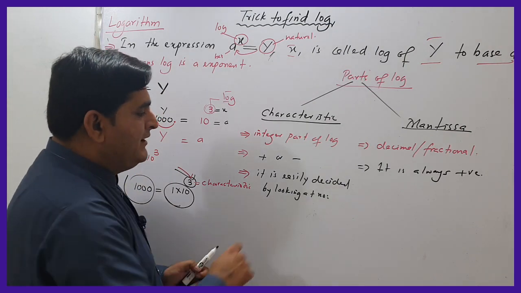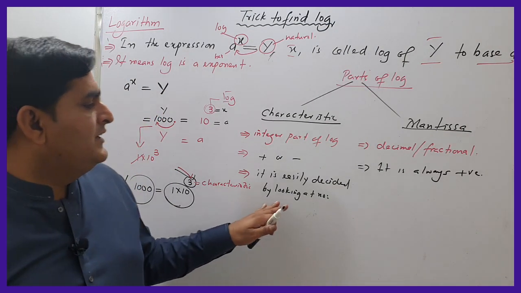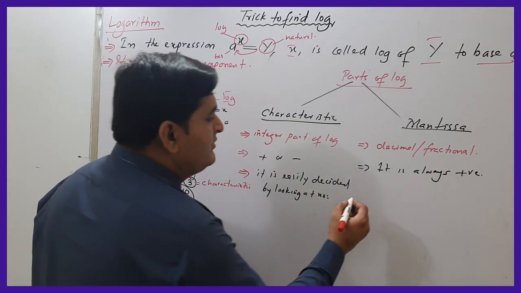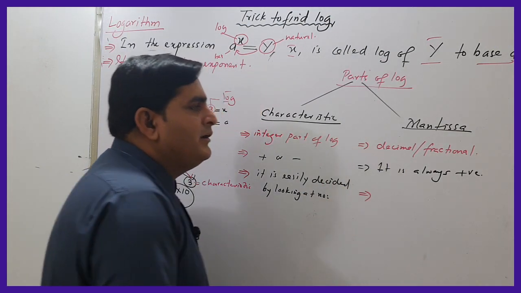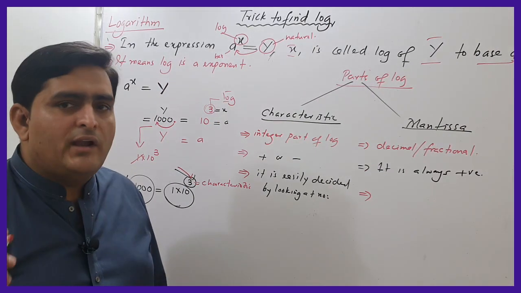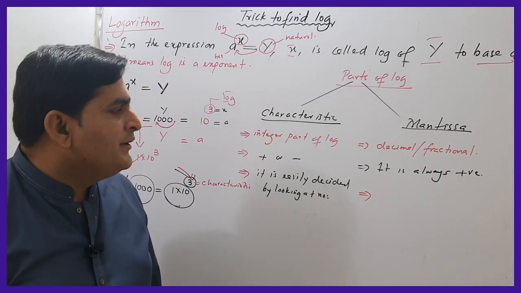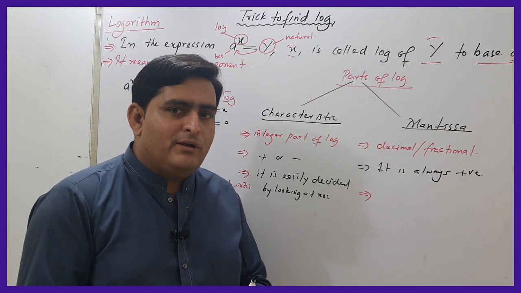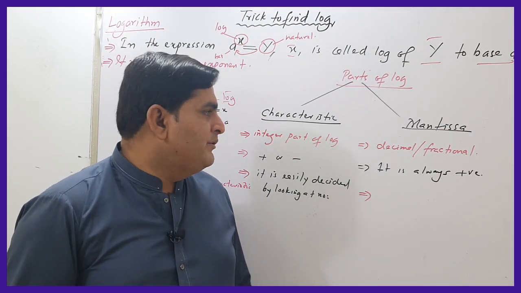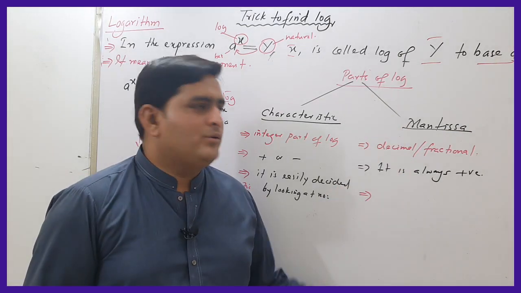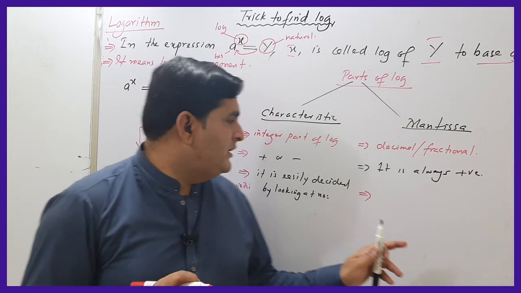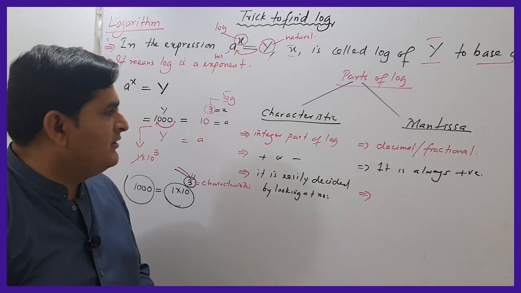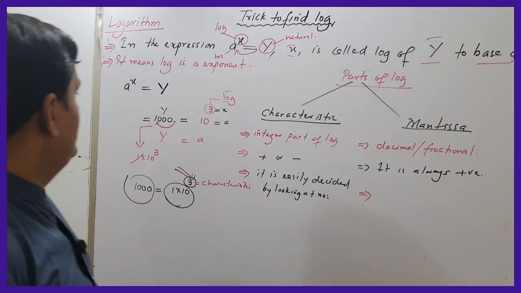Thirdly, the characteristic can be easily decided by looking at the number, but mantissa cannot be directly decided. We need a scientific calculator or a logarithm table, without which we cannot decide mantissa. So characteristic is the whole number part and mantissa is the fractional part.